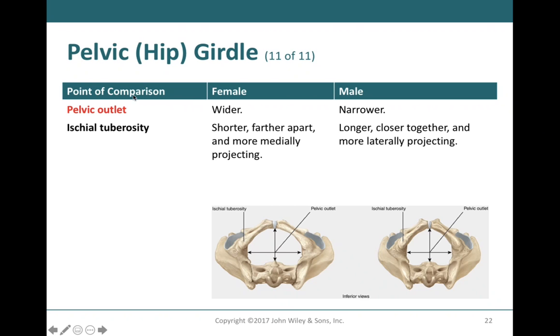So once more, I'll just mention that the pelvic outlet is going to be a little wider in females. It's going to be a bit more narrow in males. So the pelvic inlet and the pelvic outlet are pretty much referring to the same space that can be found here. But as you can see, there are many different ways that we can tell the difference between a female pelvis and a male pelvis.